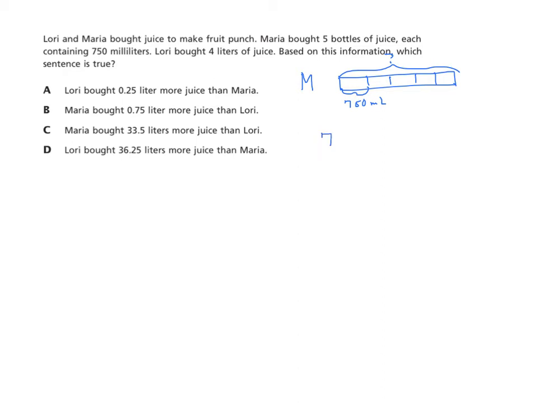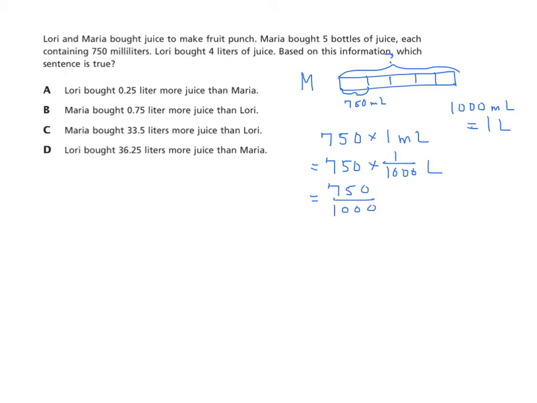So I have 750 times 1 milliliter. Now, 1 milliliter, what's the conversion? Well, 1,000 milliliters equals 1 liter. So a milliliter is smaller. So now I have 750 times 1,000th of a liter. That becomes 750 over 1,000 equals 750 thousandths, or I could also say 75 hundredths of a liter.